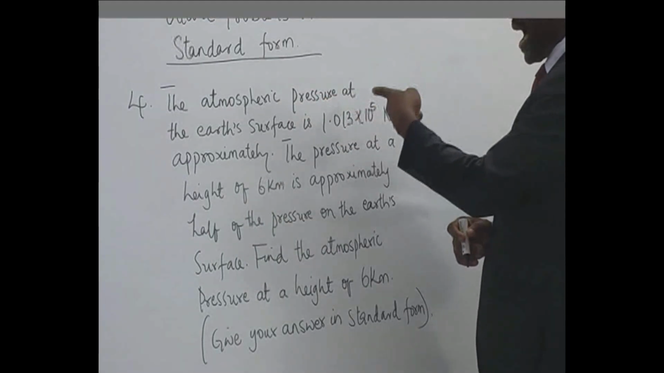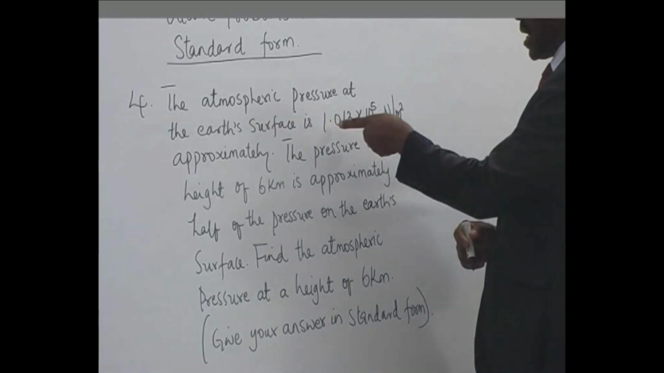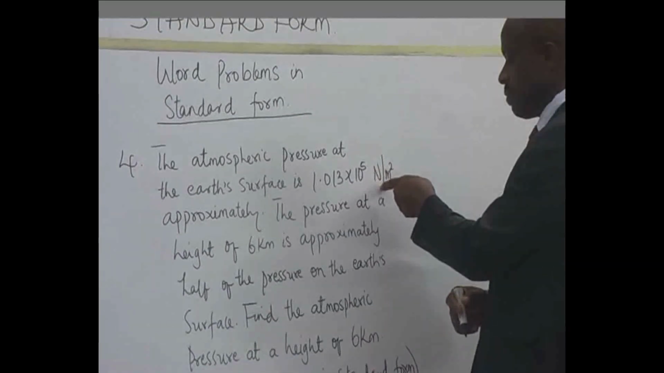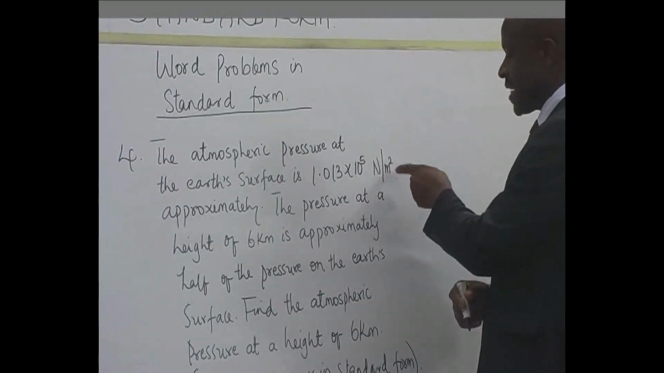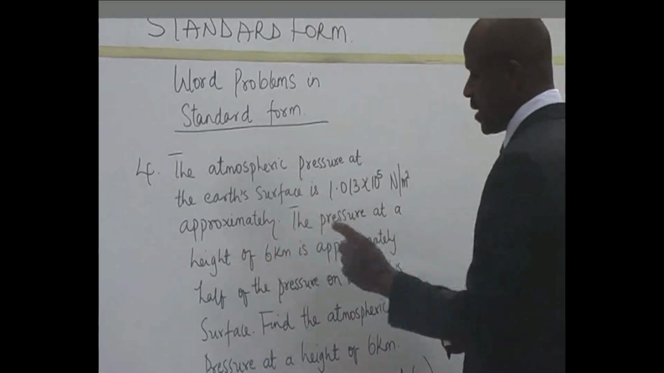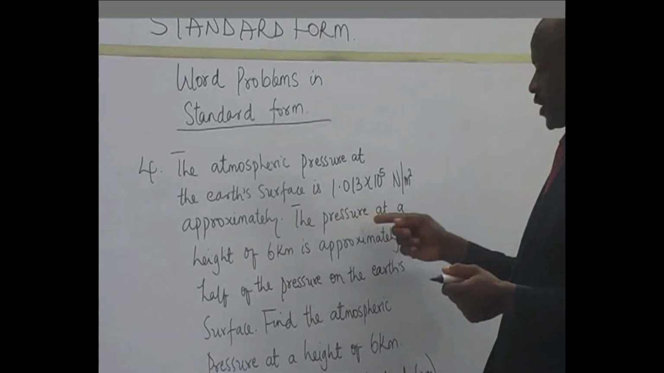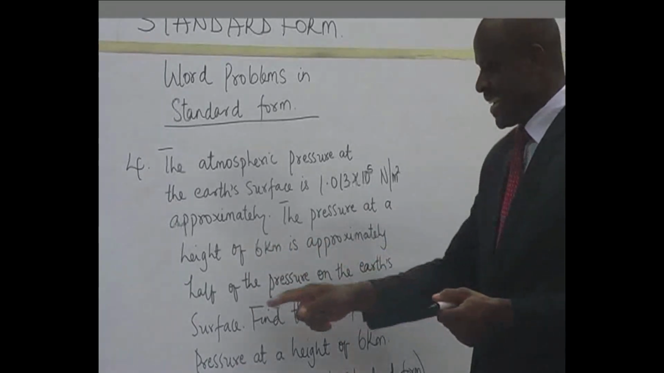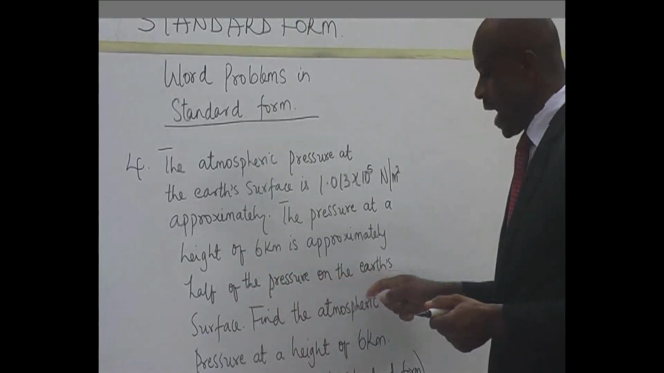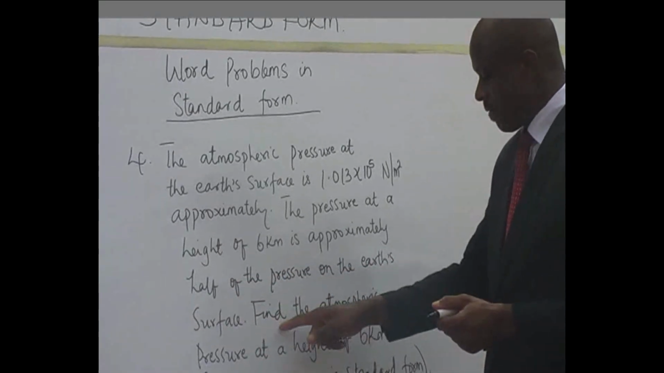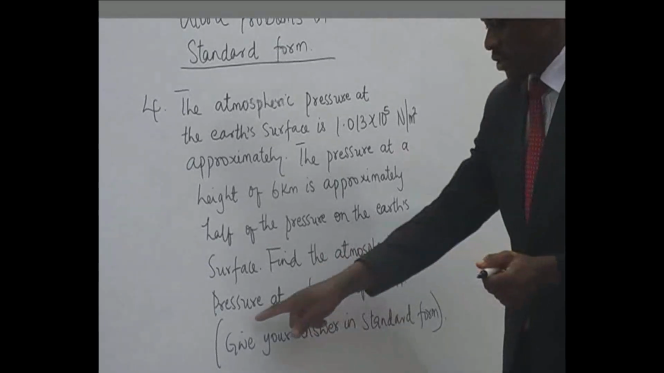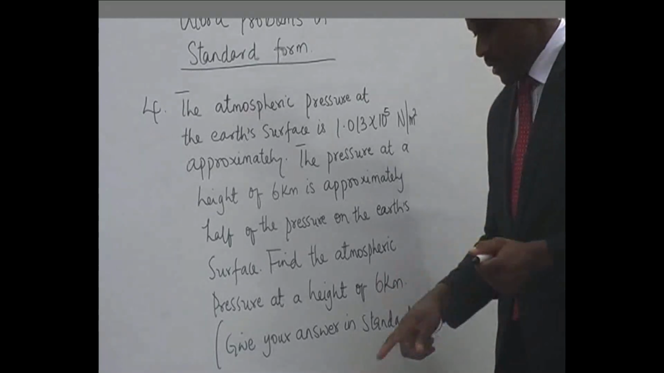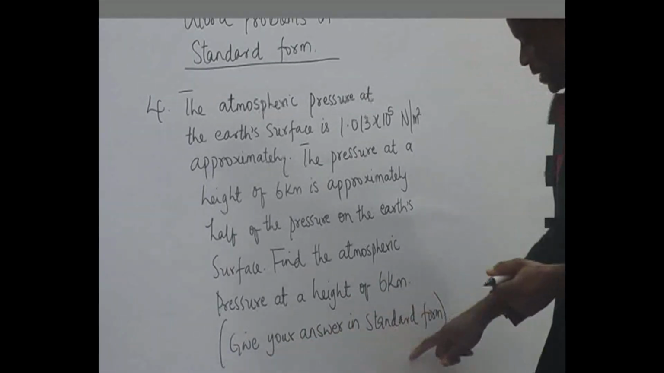The atmospheric pressure at the Earth's surface is 1.013 times 10 exponent 5 Newton per meter squared, approximately. The pressure at a height of 6 kilometers is approximately half of the pressure on the Earth's surface. Find the atmospheric pressure at a height of 6 kilometers. Give your answer in standard form.